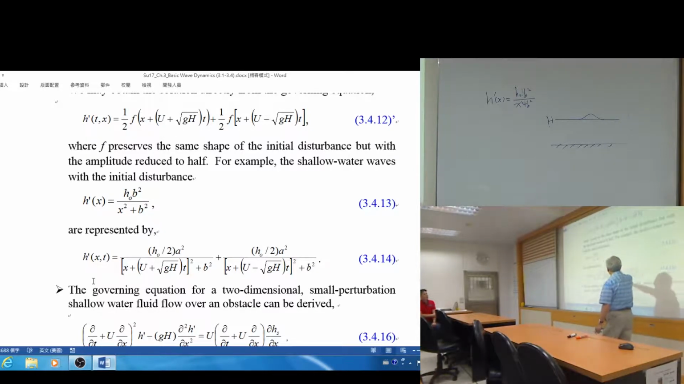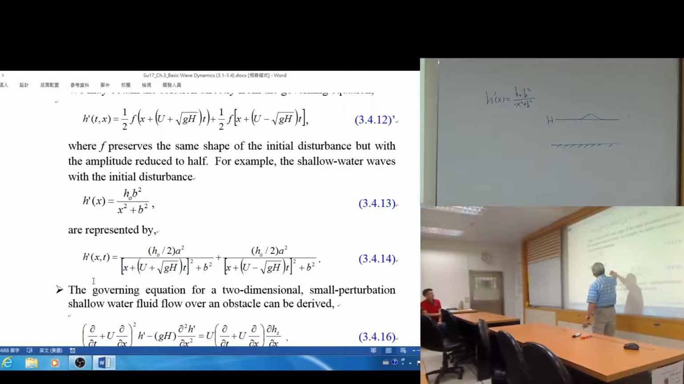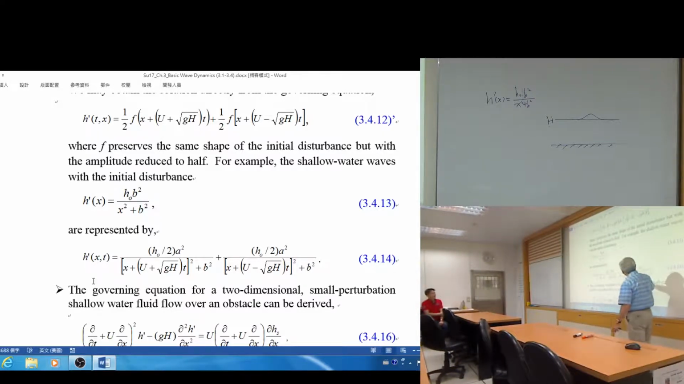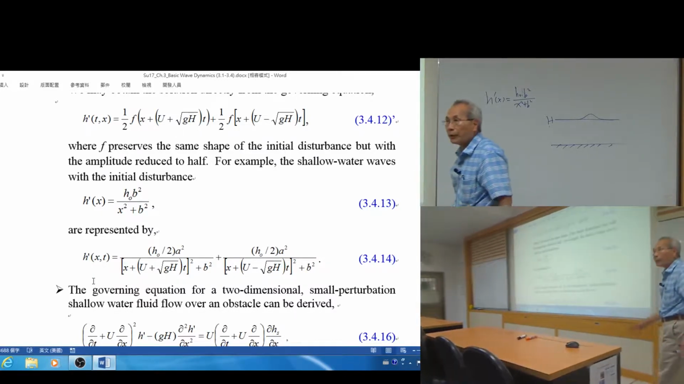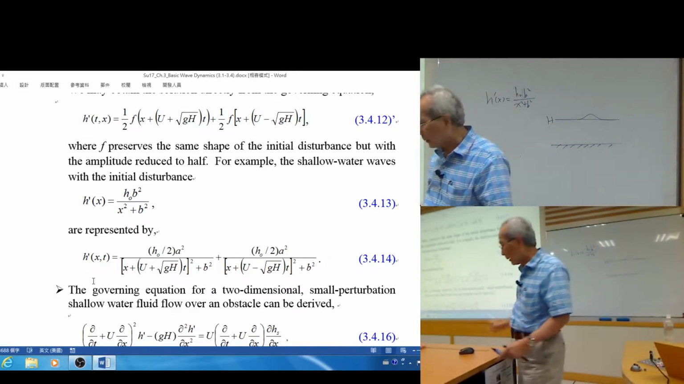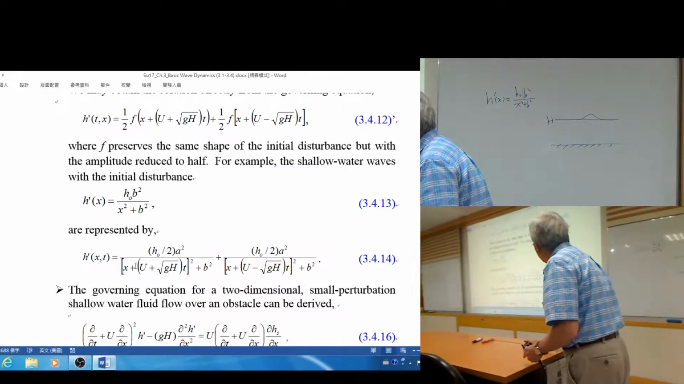This is supposed to be b square. Okay, so b square. And then it becomes this: x plus u minus square root gh. So you can derive that easily, as I said. Any questions so far? Okay, that's good.